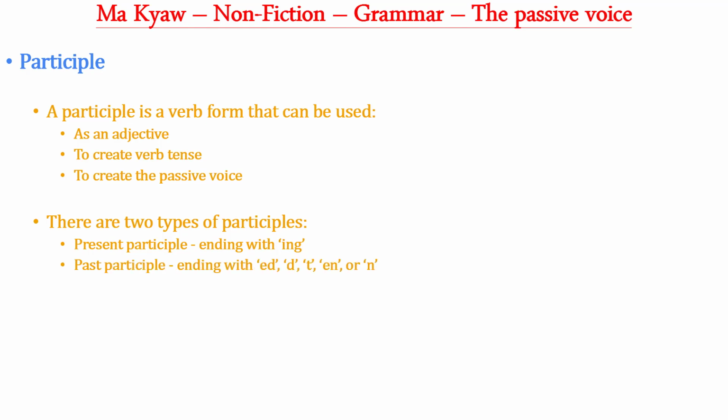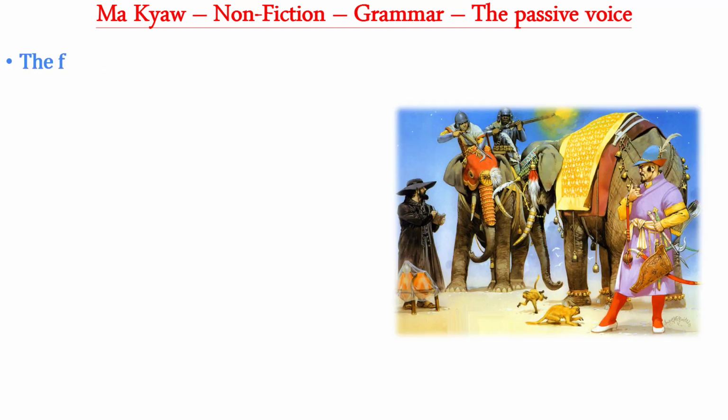The second one is past participle. We can create the past participle of the verb by adding ed, d, t, en or n at the end of the verb. So here is the question.